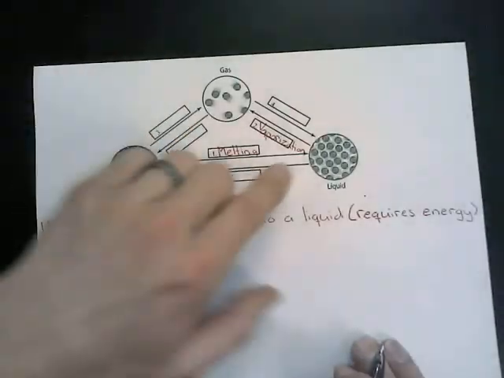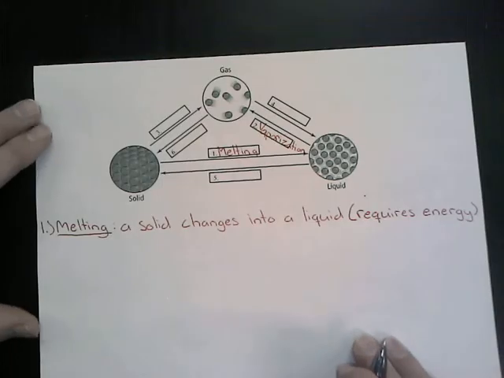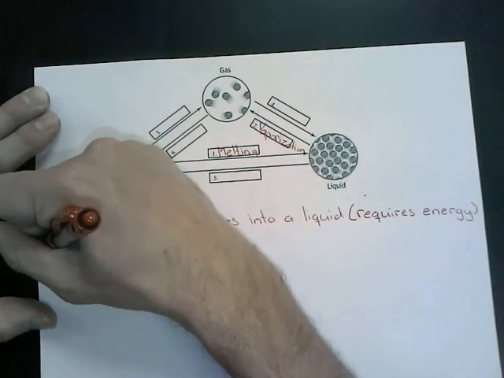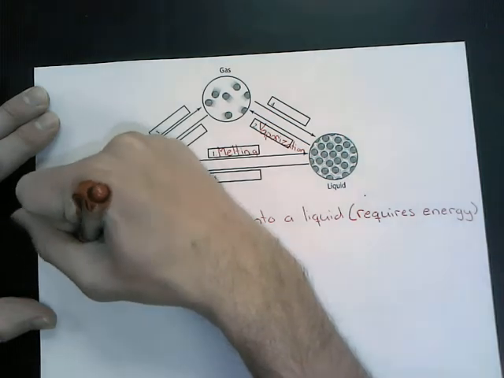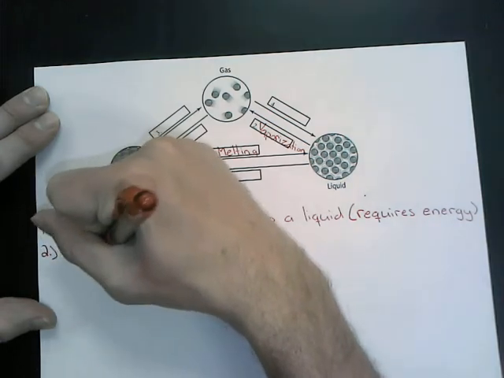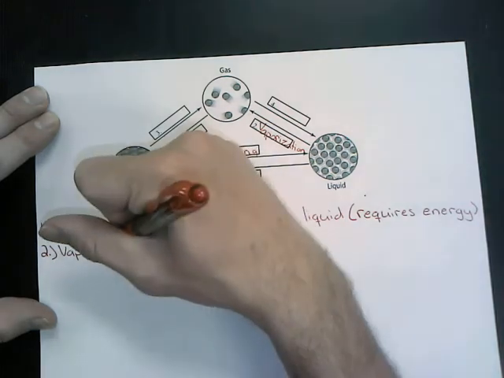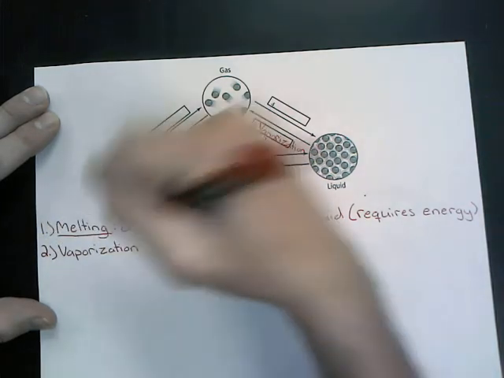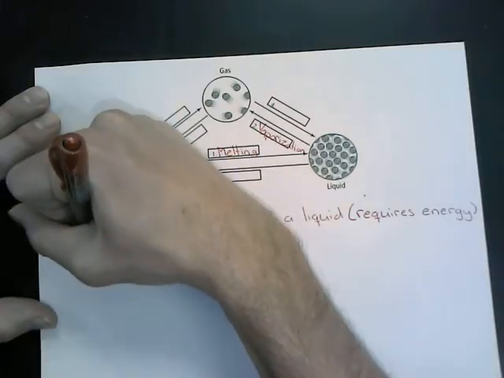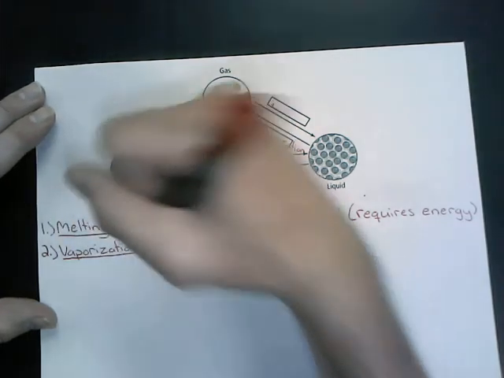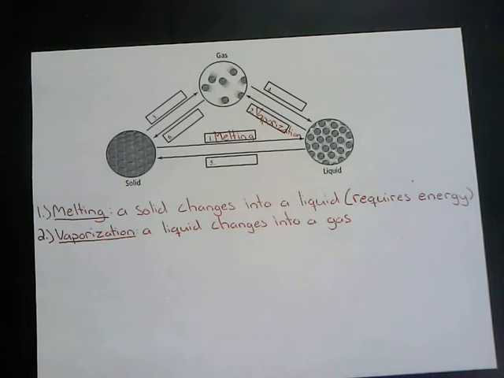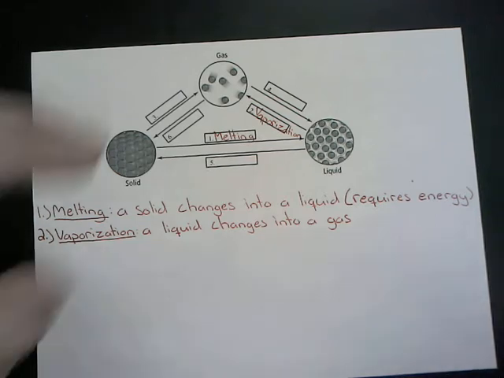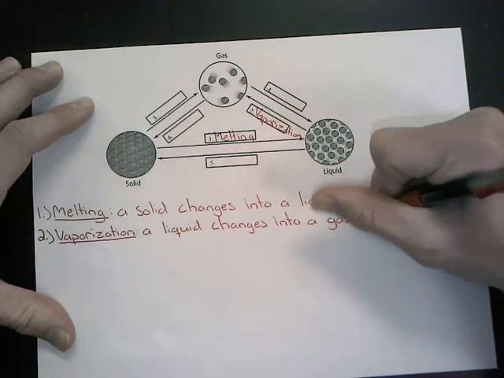Again, I'm going to do the same thing here. For number 2, I'm going to write down vaporization. Vaporization is when a liquid changes into a gas. And again, this process of vaporization is going to require energy.